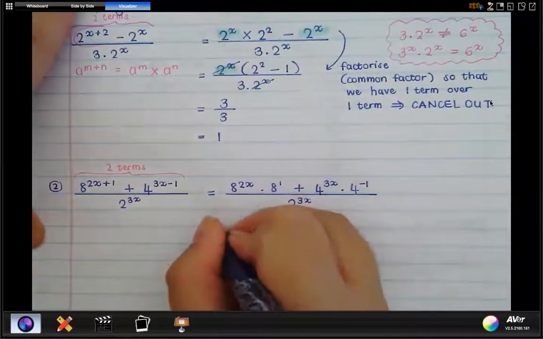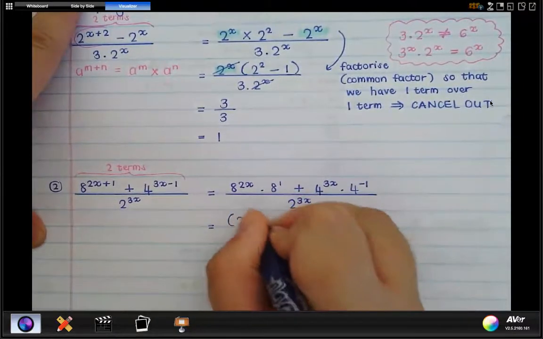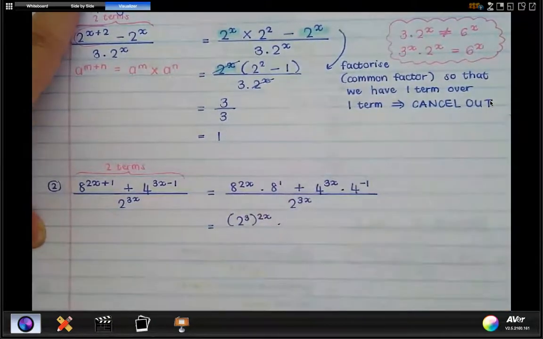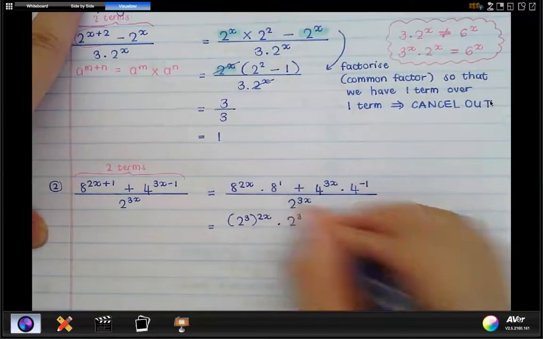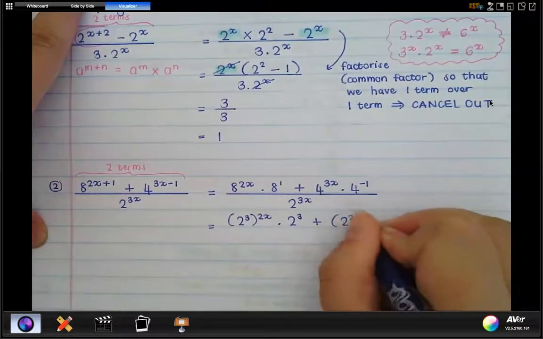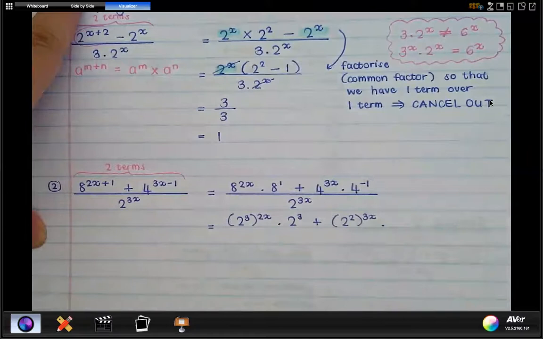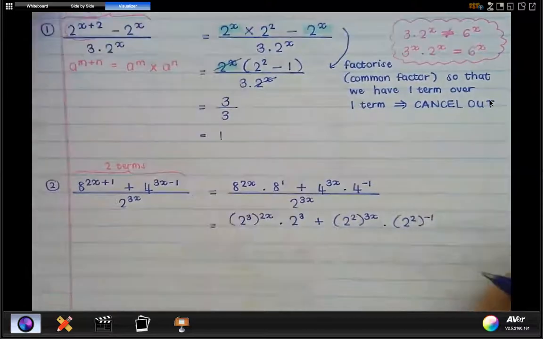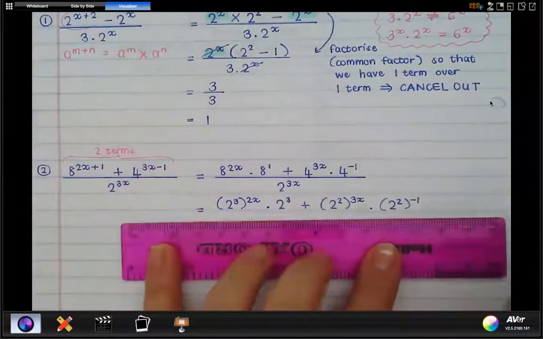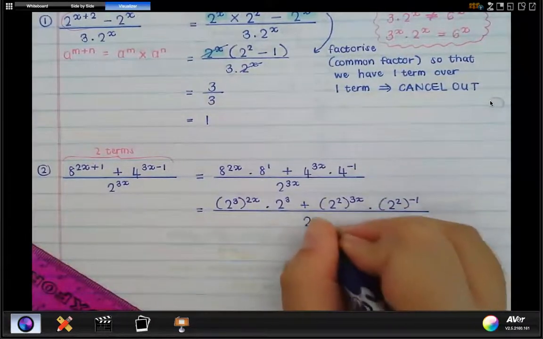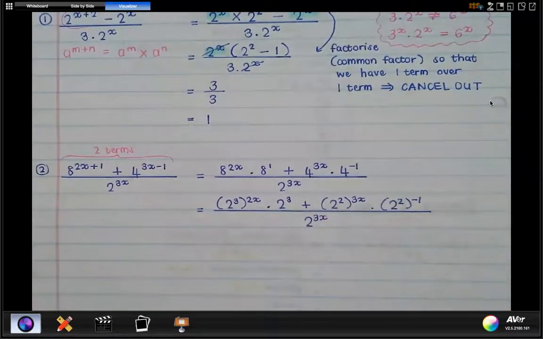So 8 is 2 cubed, and that was just to the power of 2x, times 8 to the power of 1 is just 8. So this one we can just write as 2 cubed. Plus, what about 4? 4 is the same as 2 squared. That is just to the power of 3x. And then this 4 is again 2 squared, and that was to the power of negative 1. At the bottom, we don't have to do anything. It's just one term at the bottom, and it has a base of 2. So we can at least see that we are now heading in the right direction. Okay, now we have bases of 2. So now we could possibly start taking out common factors.